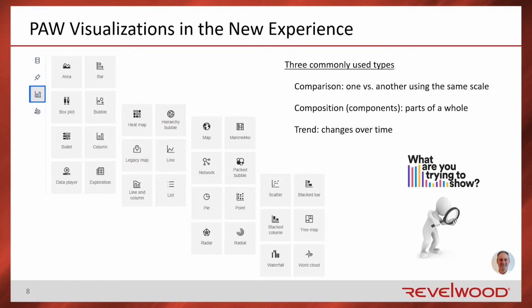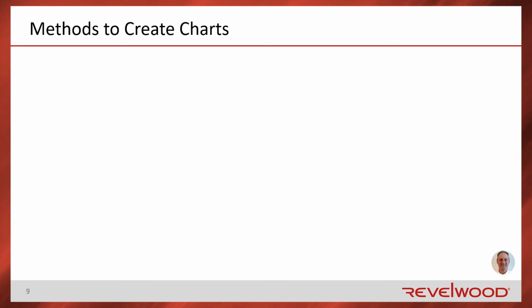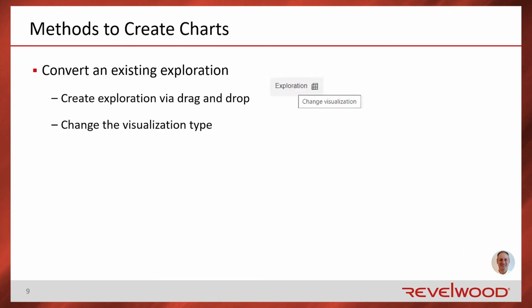Okay. So from there, we've got all these different types of charts, and we start to segue into creating them. And in the PAW environment, there are three different ways that we can use to create charts. Approach number one, convert an existing exploration. So creating a chart is as simple as saying, I'm going to create an exploration. Back in the legacy tool, we used to call that a view. Use your drag and drop functionality, use your subset editor. All I want to do is create some kind of a grid, and then I can click on a button that simply says change the visualization. I can make my exploration into a chart.